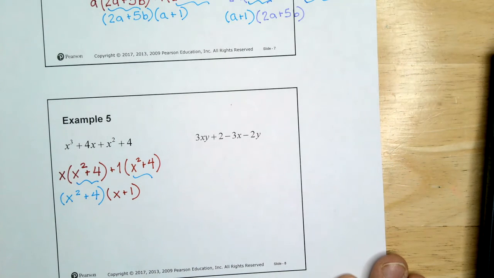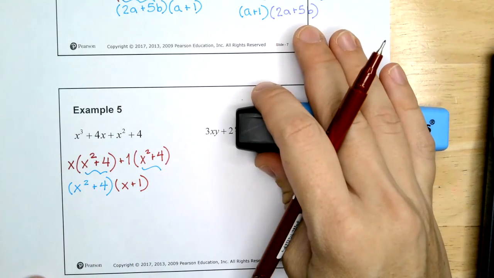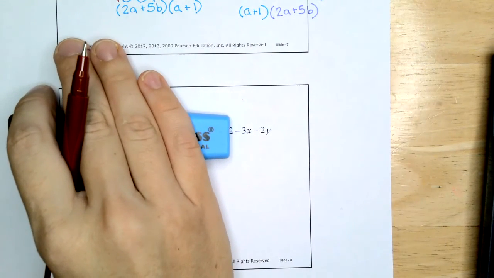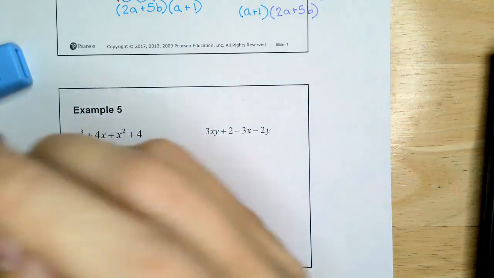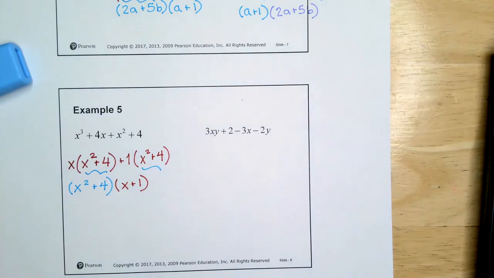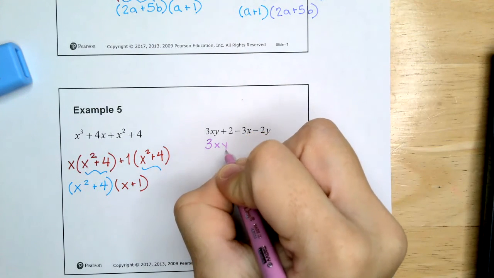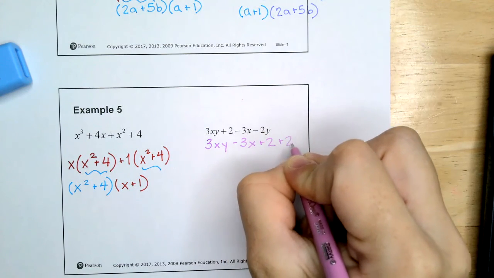Here we have 3xy plus 2 minus 3x minus 2y. 3xy plus 2, nothing. Negative 3x minus 2y, nothing. Let's see if I move it around, okay? I'm going to move it around to 3xy minus 3x plus 2 plus 2y. That looks a little bit better.